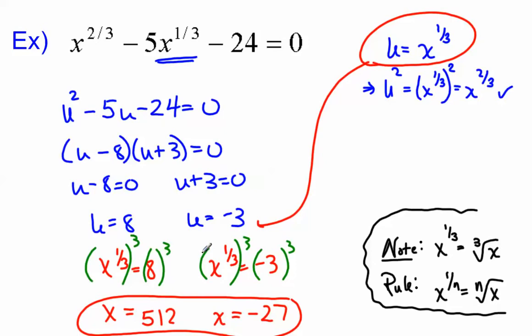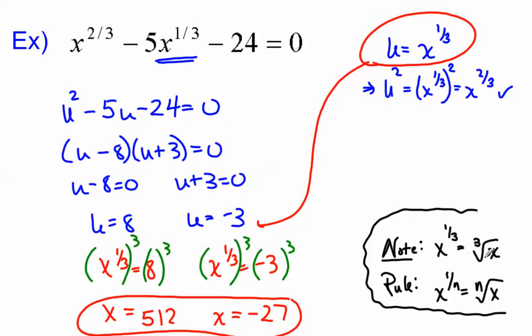But we're supposed to be solving for x. So we go back up here and we look and say, what was u again? Oh yeah, it's x to the 1/3. So I put x to the 1/3 is equal to 8, and x to the 1/3 is equal to negative 3. Now what is x to the 1/3?